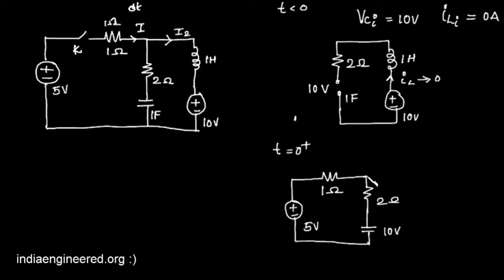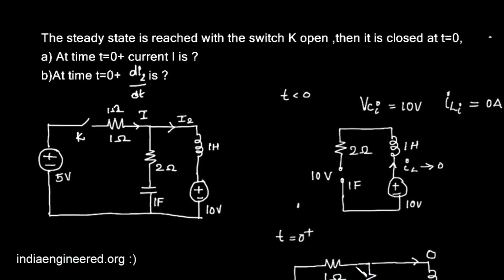What about this part of the circuit? What is the current through the inductor? It has to be 0 amperes because inductor current cannot change abruptly. We have 10 volts here. Now what is this current? This is 0. Now we are asked to find out at t equal to 0 plus what is the current I. I is the current in here.